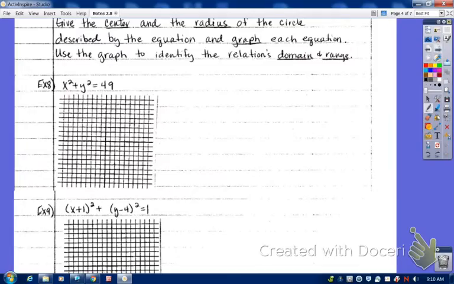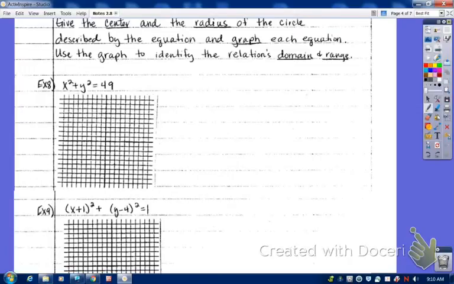All right, let's graph some circles. It says give the center. You're going to look at the equation. It's going to already be in standard form. You're going to determine what the center is. You're going to determine what the radius is, and you're going to sketch out your graph of your circle.